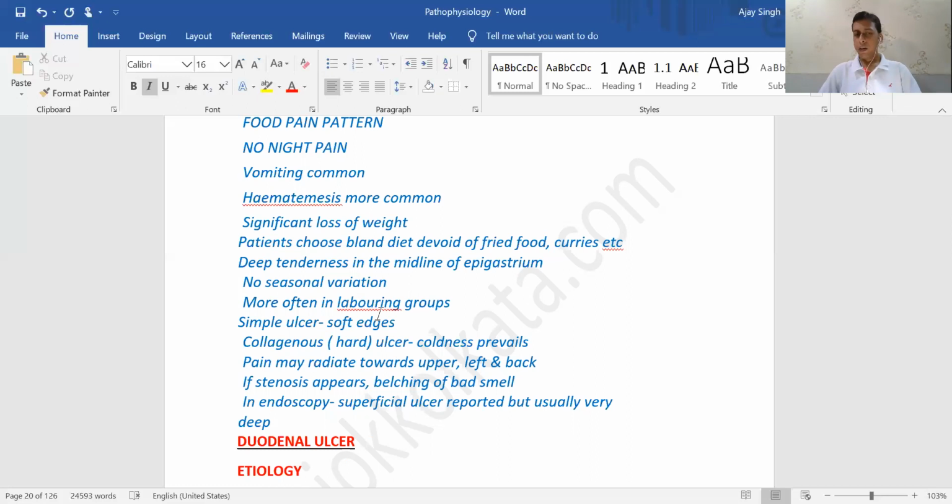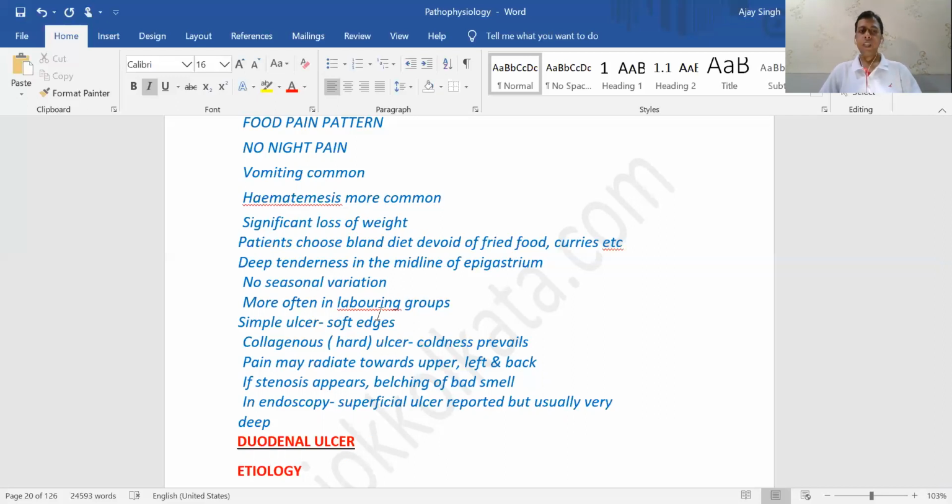They don't follow the right food pattern, and because of the long gap in food, the acid secretion can damage the mucous membrane. So in the labor class, or anybody, even doctors suffer from this kind of problem. Doctors have to do long surgeries without food, so they also suffer. Not only the laboring group, anybody who skips meals and stays on an empty stomach for a long time can suffer from this kind of disease.